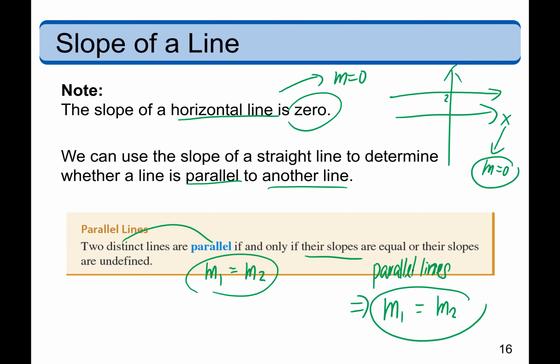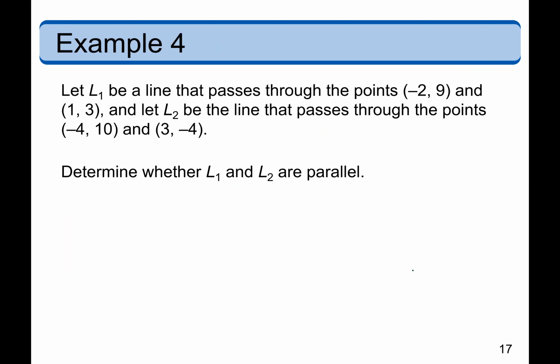And now let's take a look at an example. Let L1 be the line passing through (-2, 9) and (1, 3), and L2 be the line passing through the points (-4, 10) and (3, -4). Determine whether or not they are parallel. How do we tackle this problem? Any suggestion?